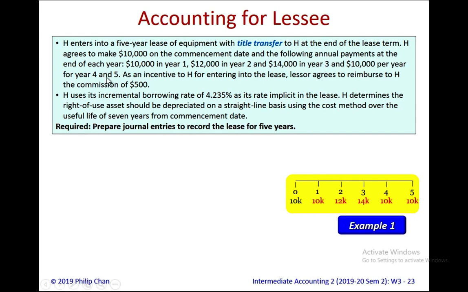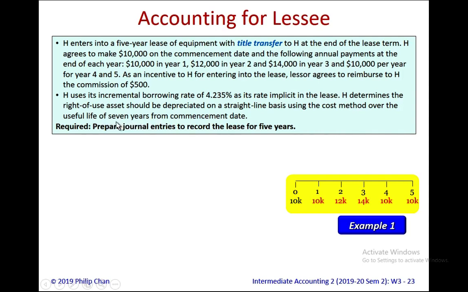Then we were told that, as an incentive to H for entering into the lease, the lessor agrees to reimburse H the commissions of $500. So H would receive a lease incentive from the lessor equal to $500. H uses its incremental borrowing rate, which is given, to discount the lease payments, and H determines the right of use asset will be depreciated on a straight line basis using the cost method over the useful life of 7 years from the commencement day. In fact, we don't have to tell you it is 7 years.